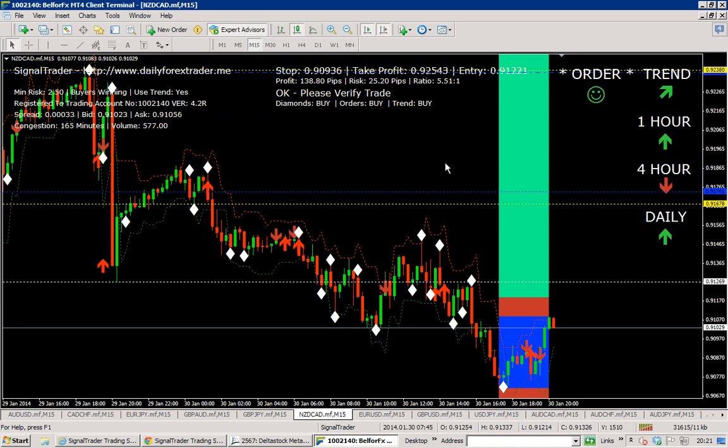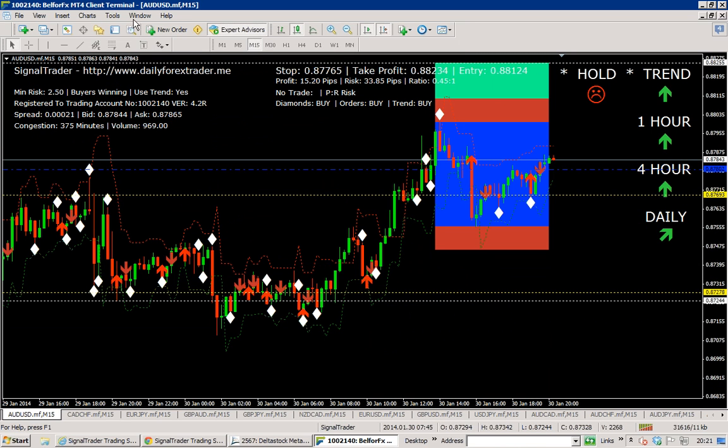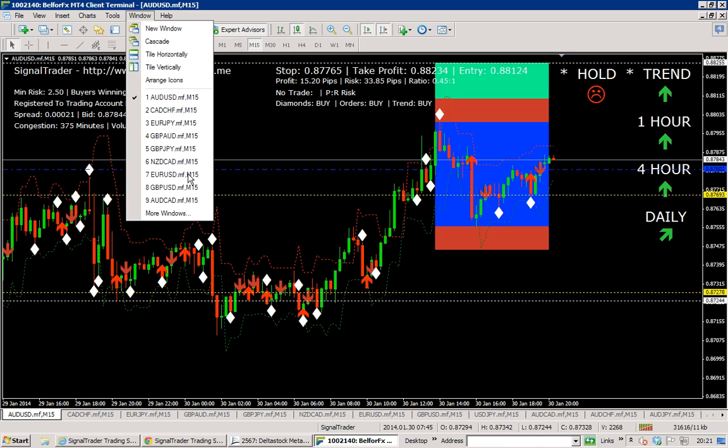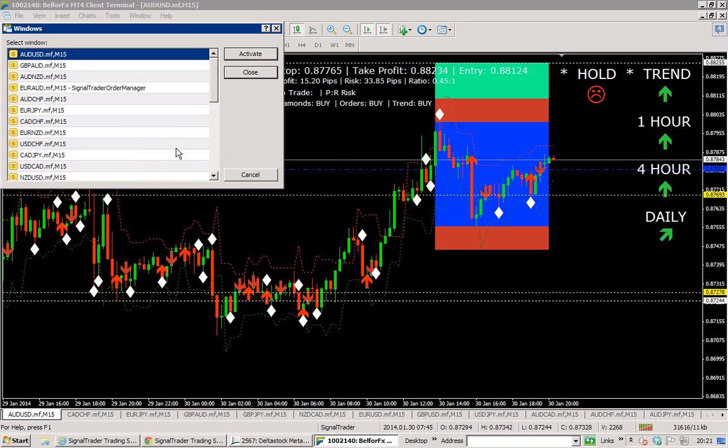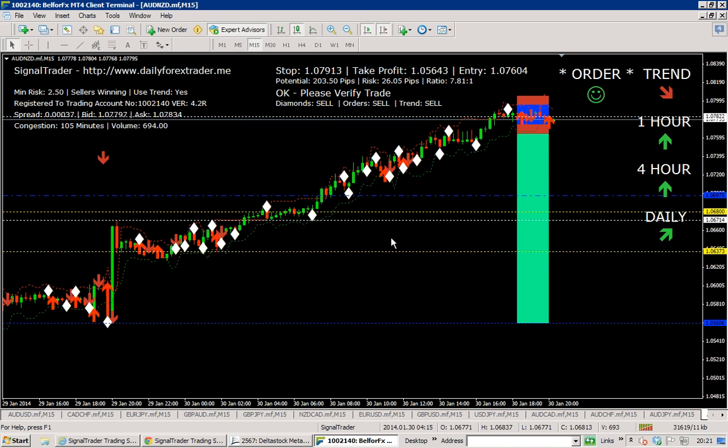Let's find the one that I did trade, which was Aussie New Zealand earlier. Aussie New Zealand. There you go, possums. Right, so this is one I traded earlier. Okay, here's what I prepared earlier.